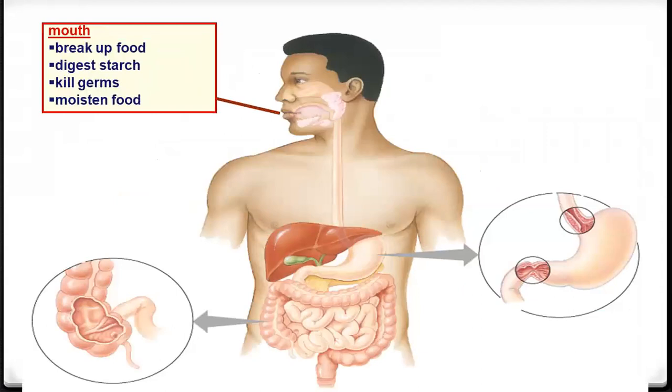Okay, so if you flip to the very last page in your packet, there's a diagram. If you guys could flip to that whenever you see this image and start adding the words in the boxes. Okay, so the mouth is there to break up food, to digest starch, kill germs and moisten food.